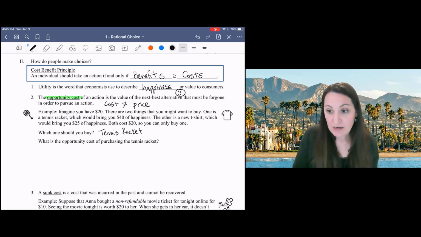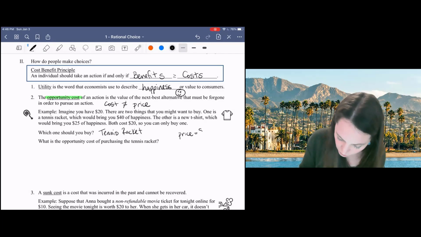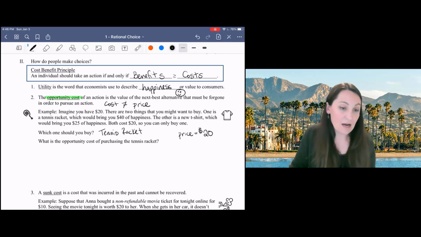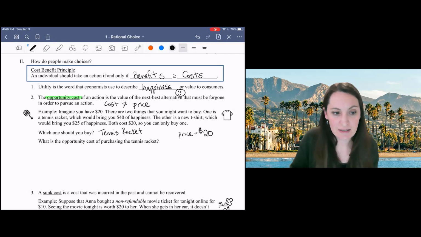The next question is a little bit trickier, but I hope it illustrates to you the importance of always considering opportunity cost in decision making. What is the opportunity cost of purchasing the tennis racket? The opportunity cost of purchasing the tennis racket is not $20. That is the price. The price is equal to $20. The opportunity cost is the value of what we give up in order to purchase the tennis racket, which in this case works out to be the value of the t-shirt, which is the next best alternative.